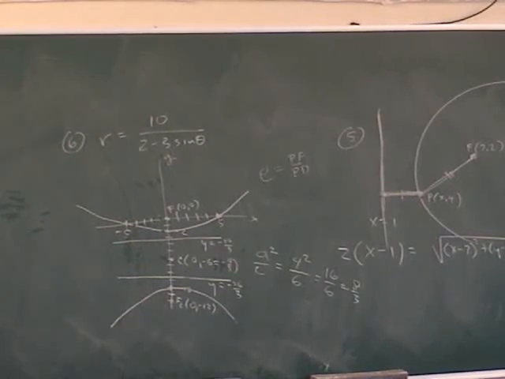No. The ratio is C over A. The ratio of PF over PD. But that doesn't mean PF is C. No, because the point can be anywhere along the curve. Whatever conic section you have, the point can be here, there, and there. The ratio of the distances is always the same.